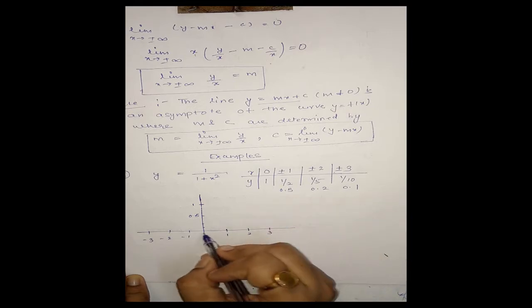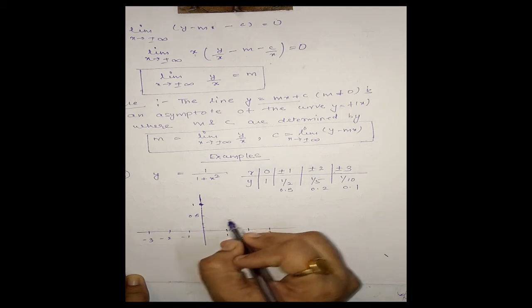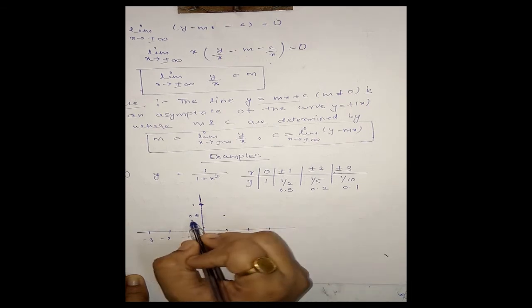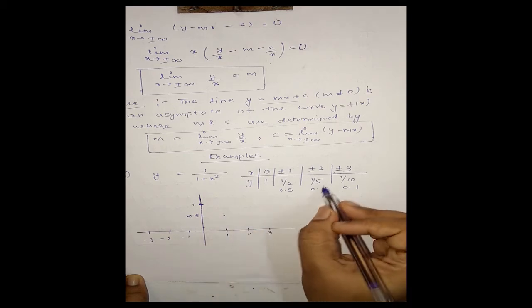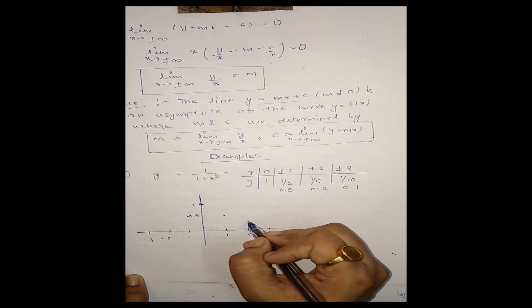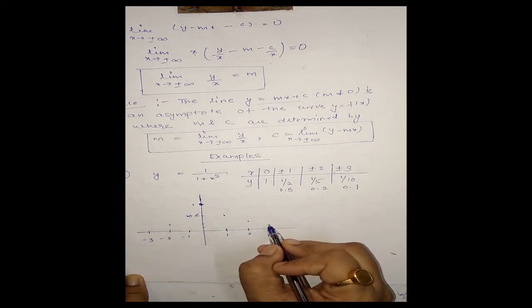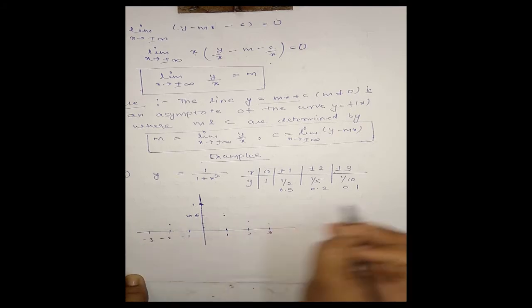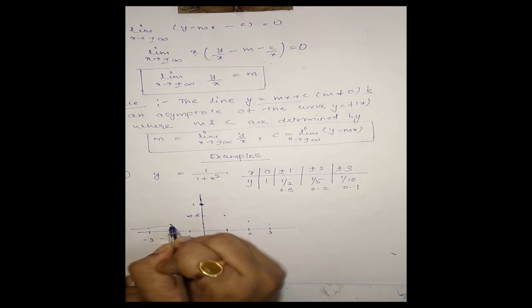On plotting the graph of this function, let this be 1, 2 and 3, minus 1, minus 2, minus 3. When x is 0, y is 1 here. When x is 1 or minus 1, this will be 1 by 2 here. On taking 2, it is 0.2, say here, and this is 0.1. Therefore the graph is of this form.